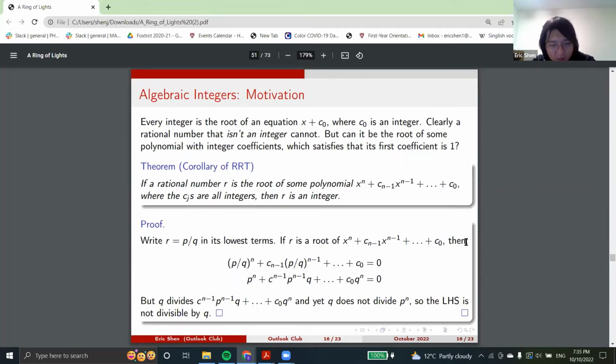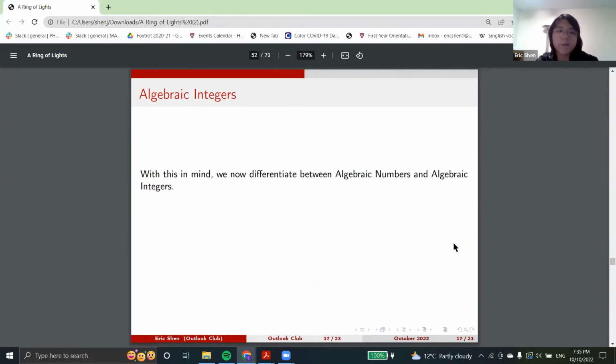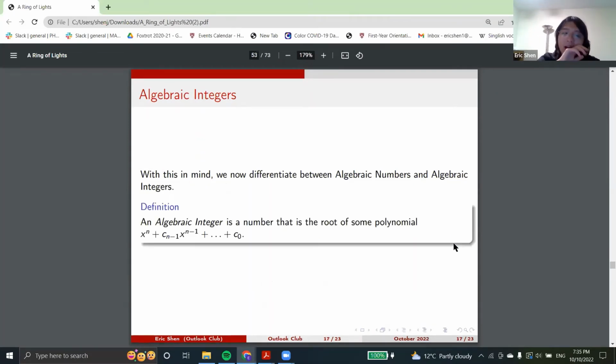So with this in mind, by having this leading coefficient necessitated to be equal to 1, we've suddenly restricted our set of algebraic numbers by a little bit. And this is exactly how we're going to define the algebraic integers, since this is somehow a way to differentiate between rationals and integers. So an algebraic integer is defined as a number that is a root of some integer polynomial with leading coefficient equal to 1.